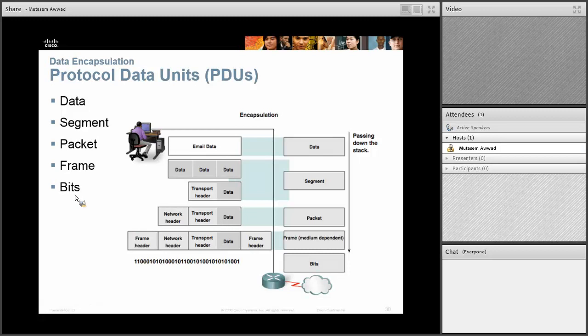It's question number 4. What are the PDUs at each layer of the OSI model? In other words, what is data called at each layer of the OSI model? And there you go, we just went over it.